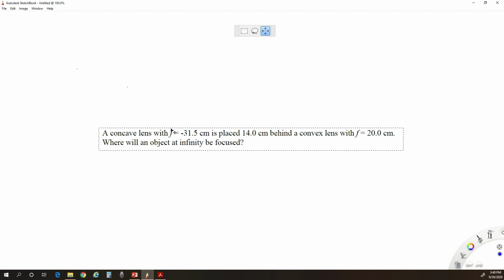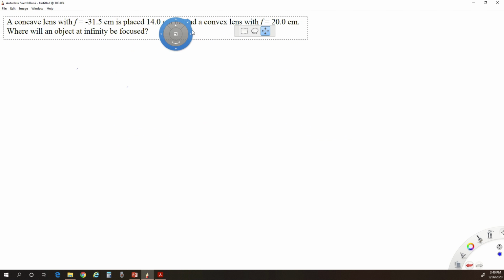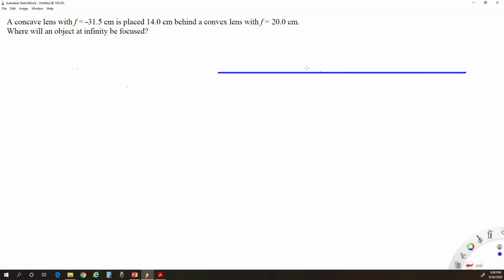So here is our question, and this question is basically asking to find the image distance for a combined lens. Okay, so we have a system of 2 lenses. So we have this convex lens, and we also have a concave lens or a diverging lens.